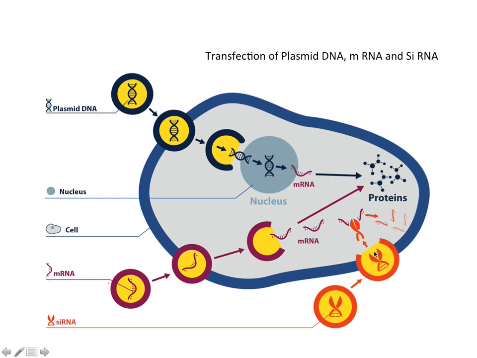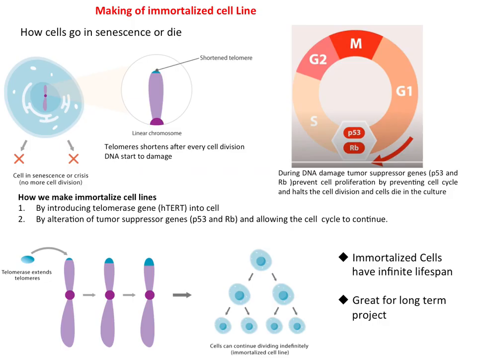And the siRNA is used to block the expression of a particular type of defective gene. So this is a type of negative regulation, meaning it can negatively inhibit the expression of a particular gene. So transfection is helpful in the expression of the desired protein as well as the inhibition of the defective gene.